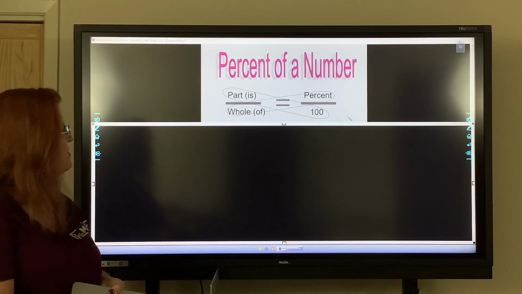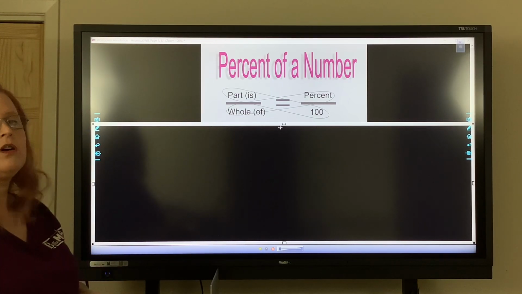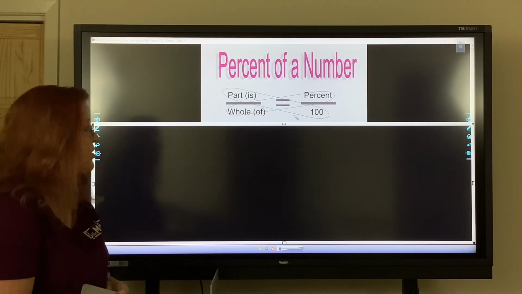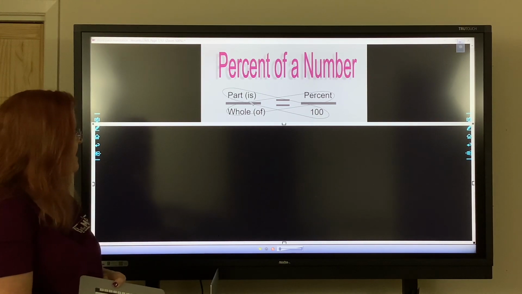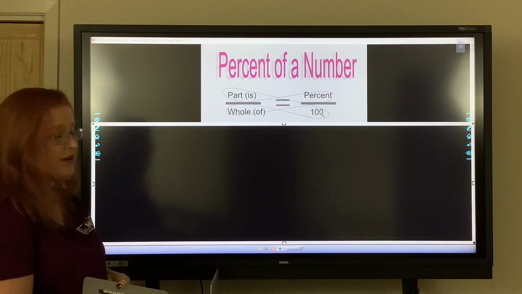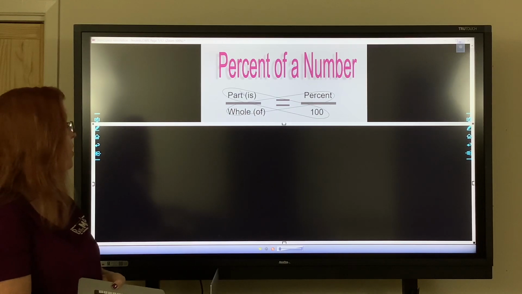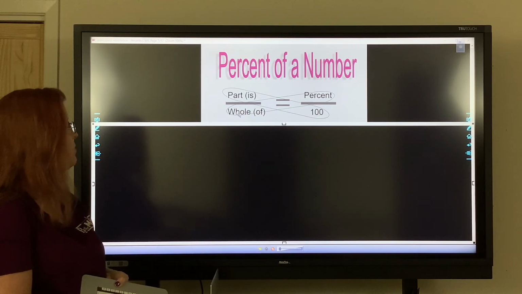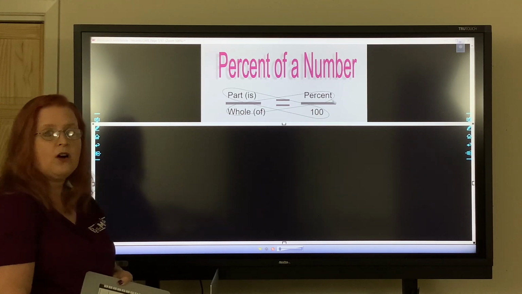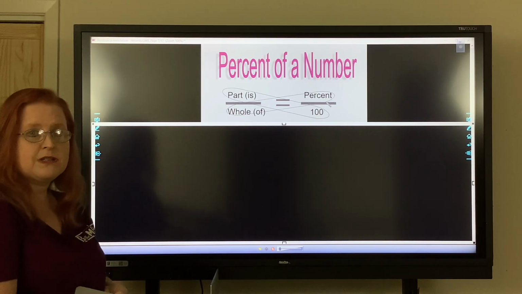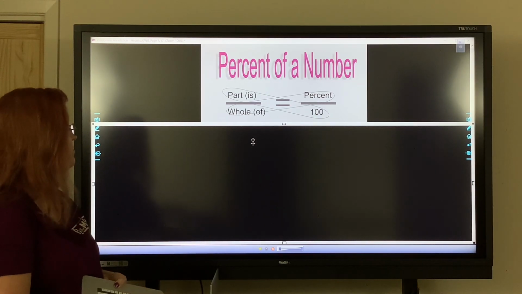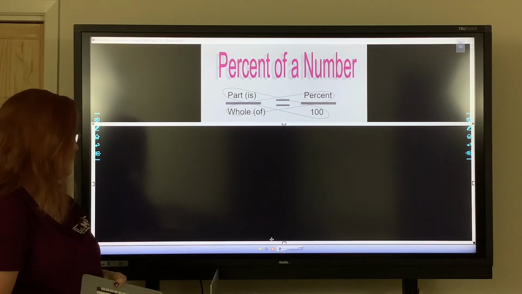Now, I have these lines drawn here to remind you of proportions, and the way proportions work is the cross products are the same. So the part times 100 would equal the whole times the percent. And it always works if you set it up in this particular way. Now, I'm going to show you how to use this. And here's basically the rule.